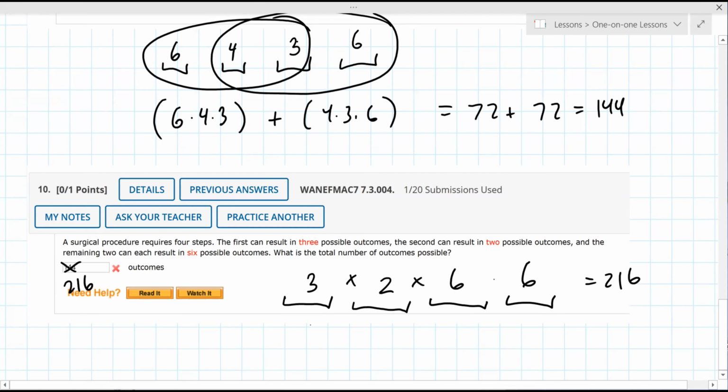Multiply those together. All right. Question 12. So we already did question 11. We get question 12 in there.